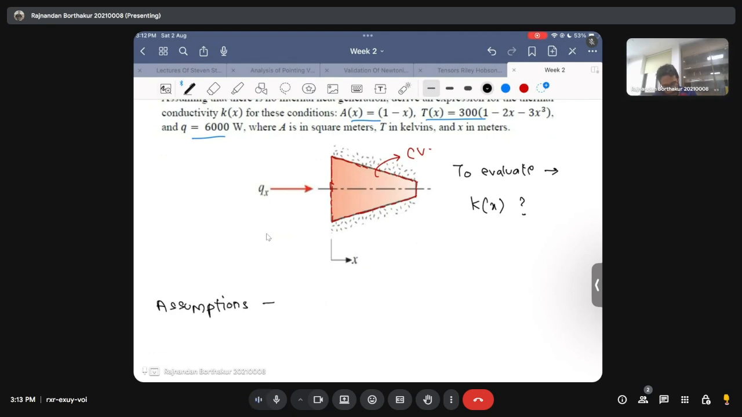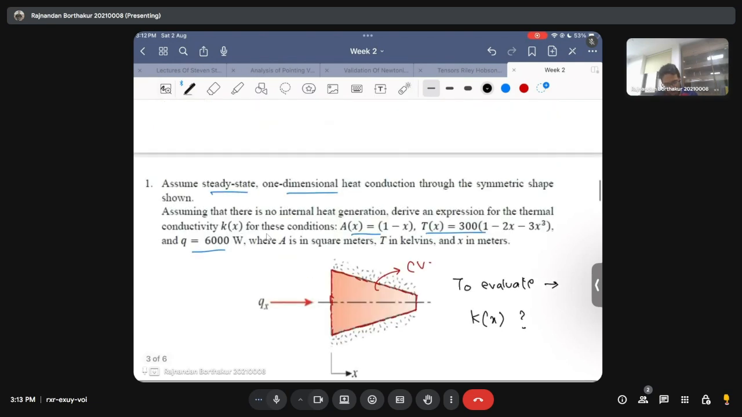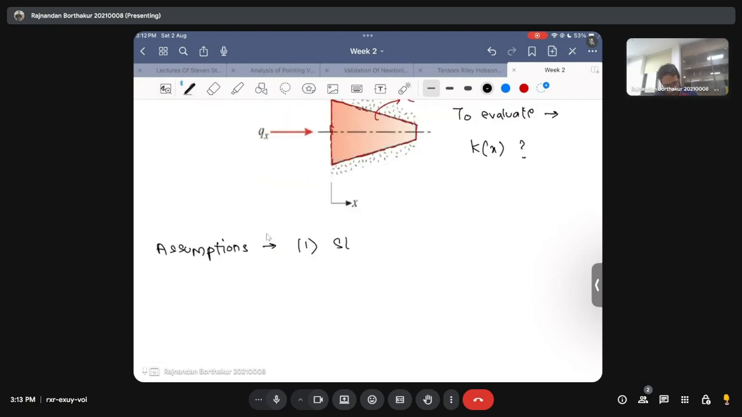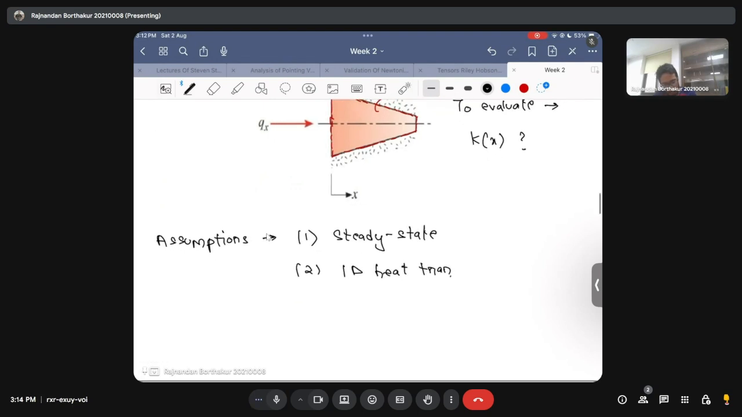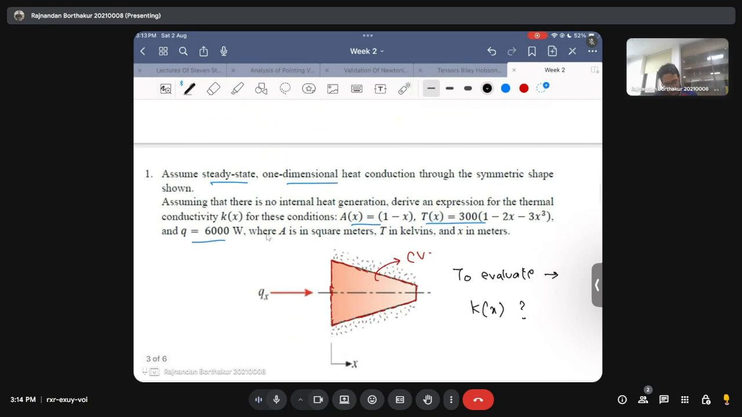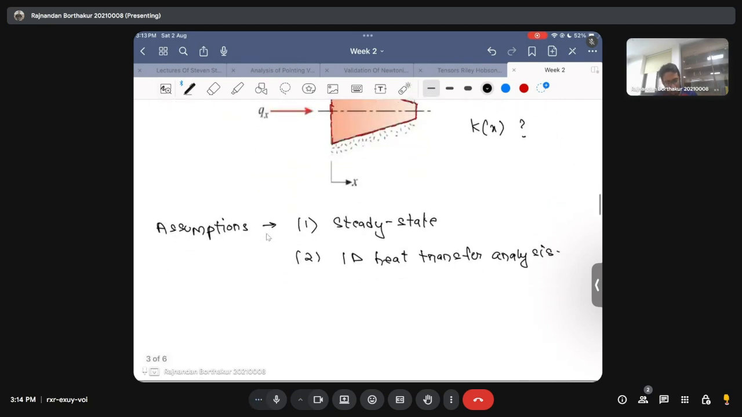The first and foremost assumption that they have already said is that it's a steady state process. So it's steady state. And the second, we have already used that in the previous class as well, is that it's a 1D heat transfer analysis. And I think that's it. It's a steady state and a 1D heat transfer analysis.